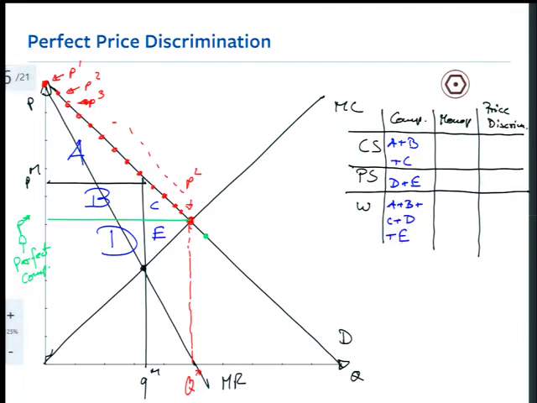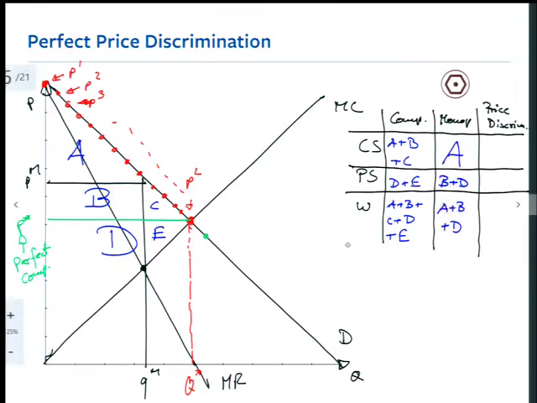That's easy. How about the monopolist? The monopolist charges PM, restricts output to QM, so consumer surplus is the difference between demand and price over the range of consumption, so it's just going to be A. Producer surplus is going to be the difference between price and marginal cost over the range of production. It's going to be B plus D. So welfare is A plus B plus D.